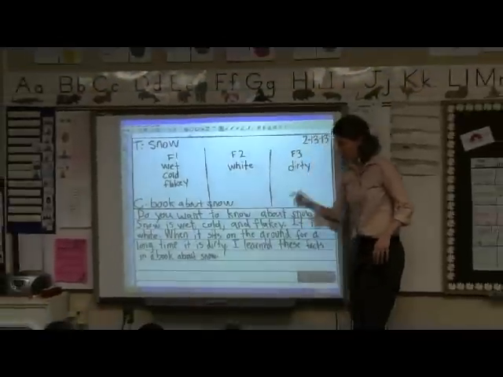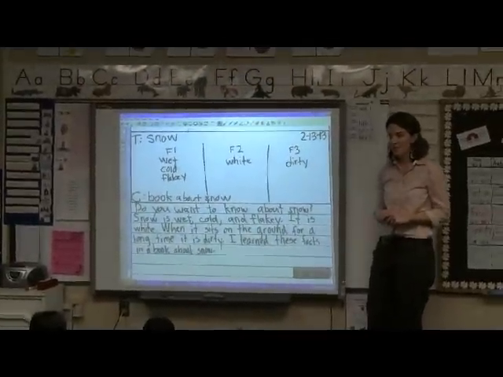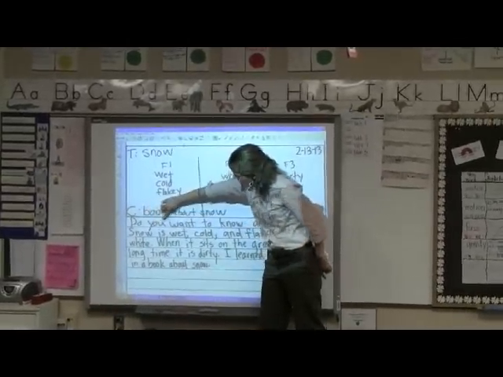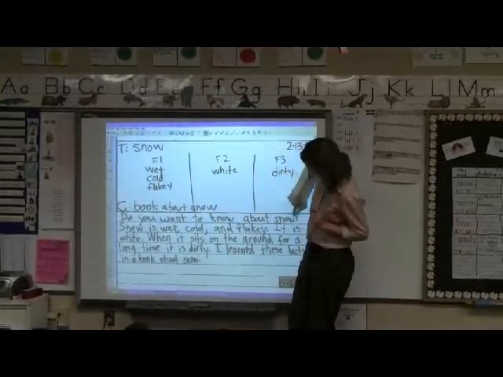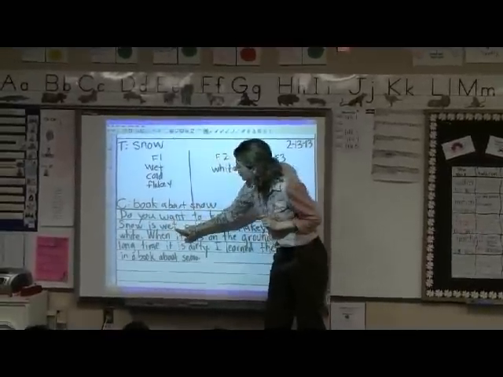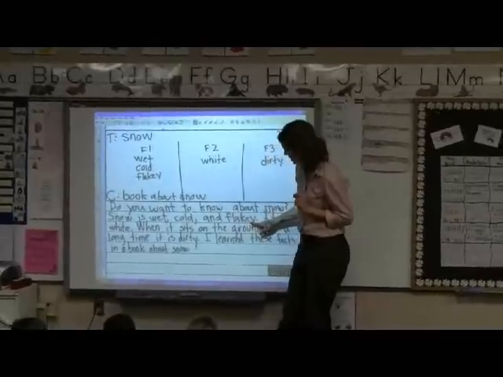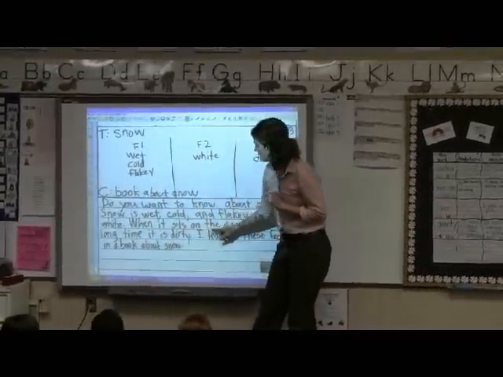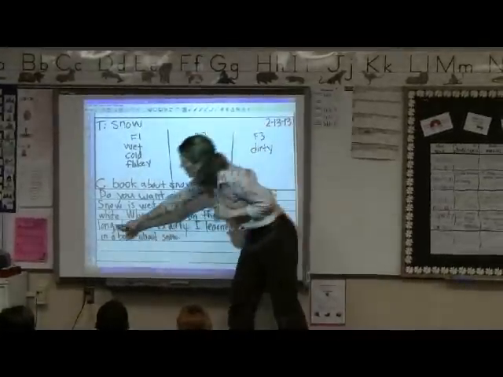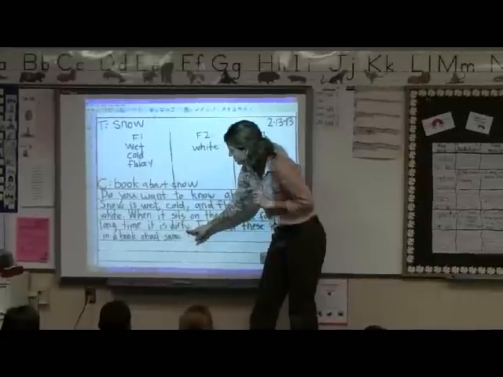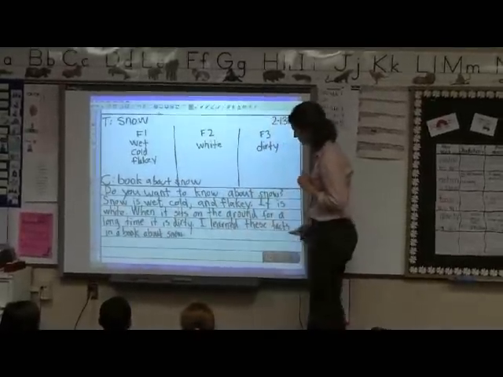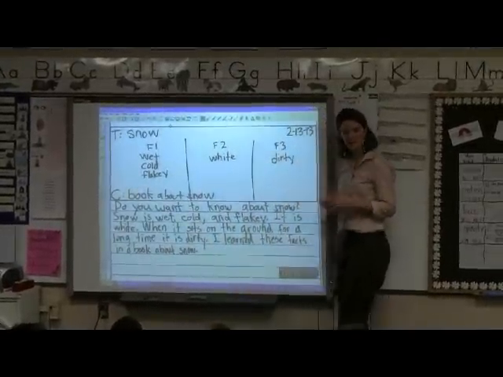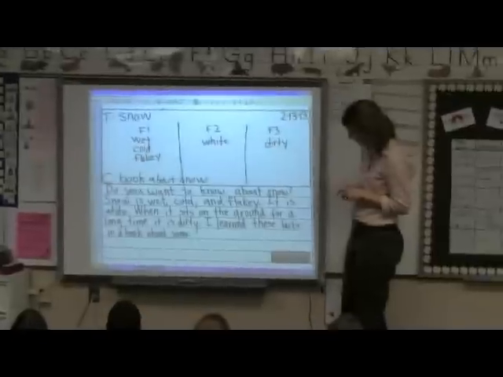Let's reread my story. I'm going to touch the words and you help me read it, and then I'm going to ask some people to come up and be detectives to find some parts of my story. So, do you want to know about snow? Snow is wet, cold, and flaky. It is white when it sits on the ground for a long time. It is dirty. I learned these facts in a book about snow. So it makes sense, right? It didn't sound like I was missing any words, so I don't need to add anything to my story.